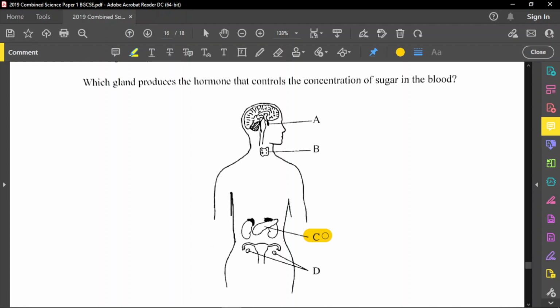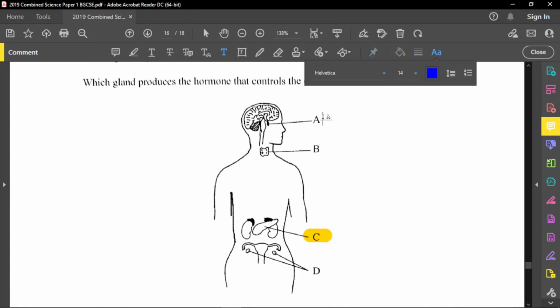Let me just talk about what A is. A is the pituitary gland, and the pituitary gland is what they call the master gland. The master gland controls all the other glands. And here we have what we call the thyroid gland. The thyroid gland produces what they call thyroxine, and it controls the metabolic reactions in our body, or controls metabolism. So the thyroid gland produces thyroxine that controls metabolism.